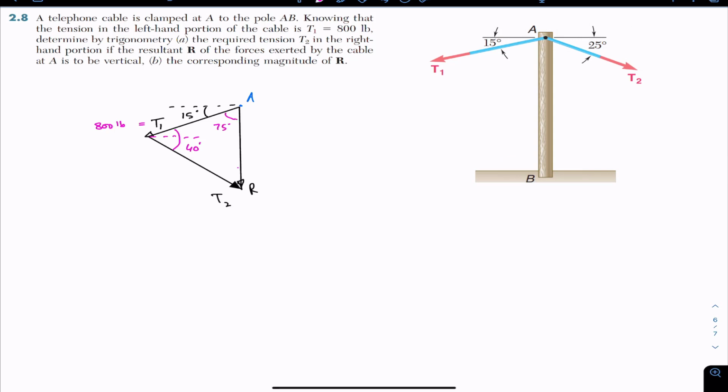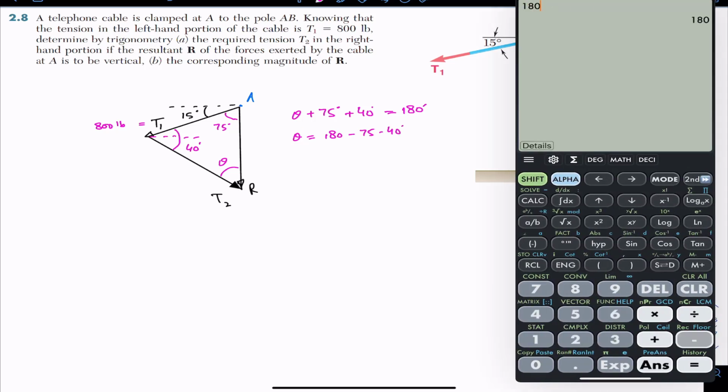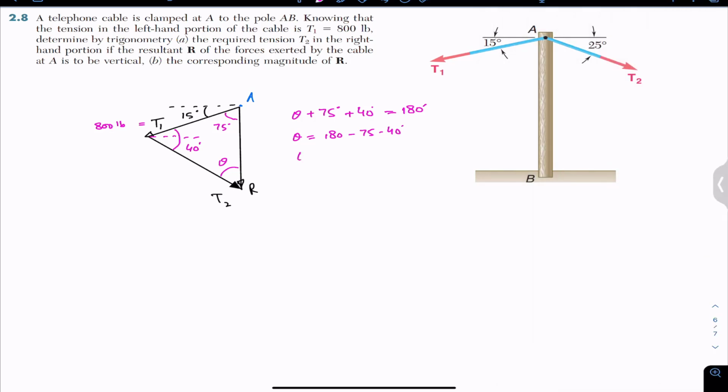Similarly, let's say this angle is theta. We know that the sum of the angles of a triangle is always equal to 180. So theta plus 75 degrees plus 40 degrees must equal 180 degrees, since all three vectors make a closed triangle. Then theta is equal to 180 minus 75 minus 40, which gives me 65 degrees. So theta equals 65 degrees.